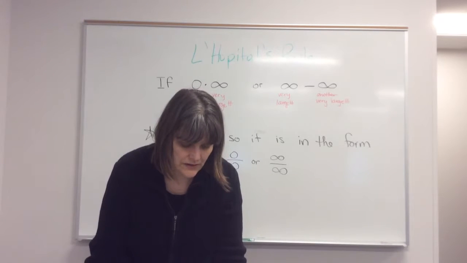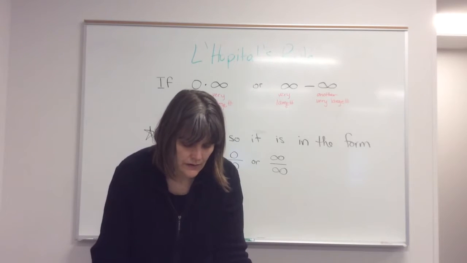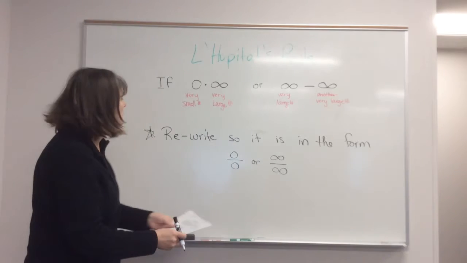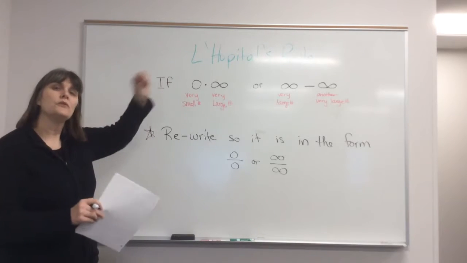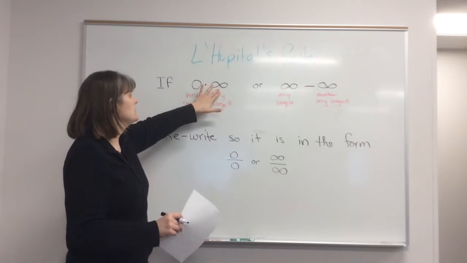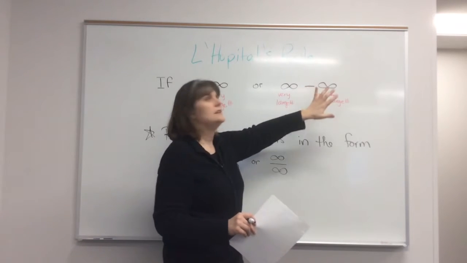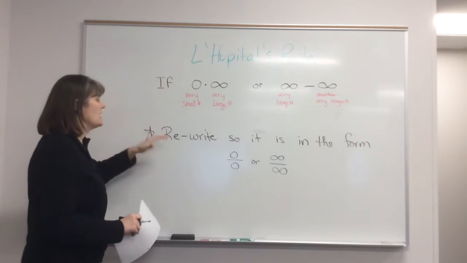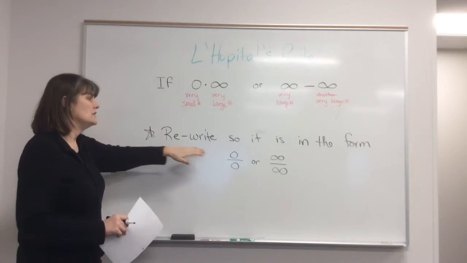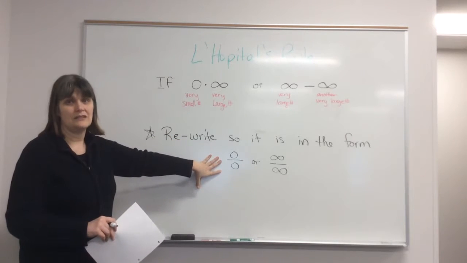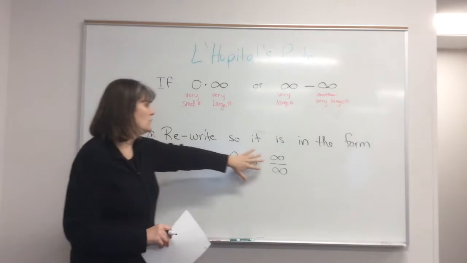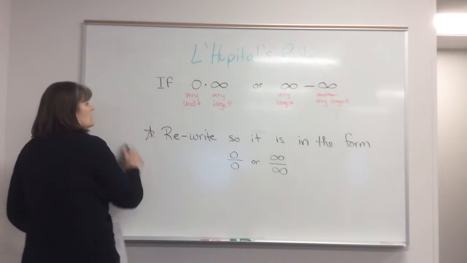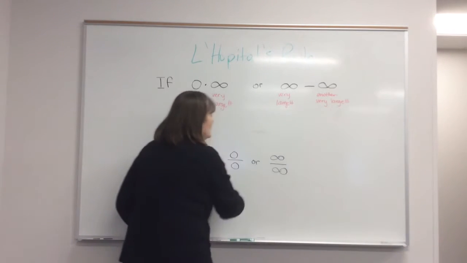Let me show you an example of that. So again, if when you first plug in the numbers, you get 0 times infinity or infinity minus infinity, you're going to have to rewrite the function so that it's going to be a fraction. And when it's a fraction, you'll have one of these forms. So let's look at that example.